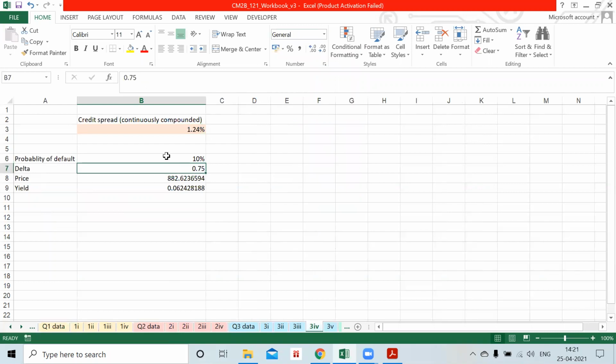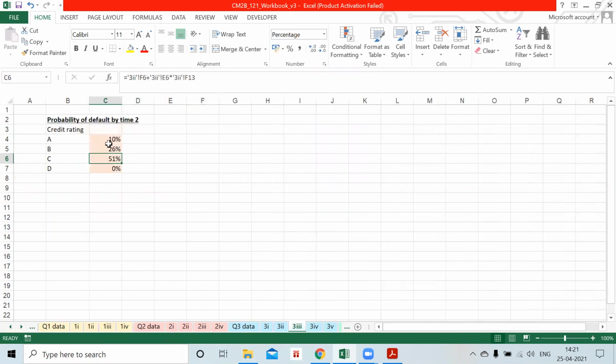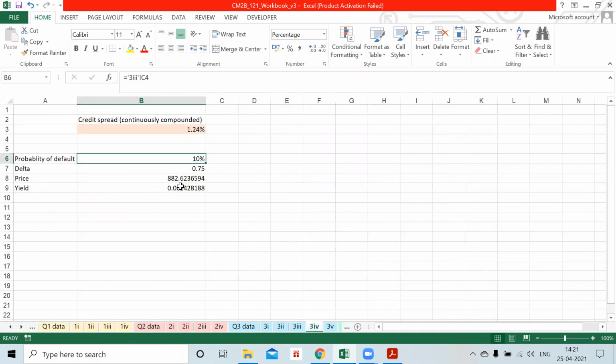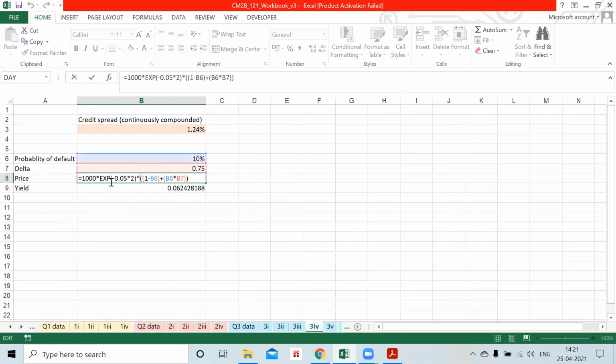Okay, so the probability of default over here is given, we have got over here that it is 10% from state A as given in the question. The recovery rate on default is 0.75. The price we have calculated using the formula: 1,000 is the redemption amount, maturity is 2 years, with a yield of minus 0.05. We have used this into 1 minus B6, which is the probability of default, being in the remaining states of not defaulting, plus the probability of default with the recovery rate, if it defaults and the recovery rate is multiplied. This gives me a price of 882.